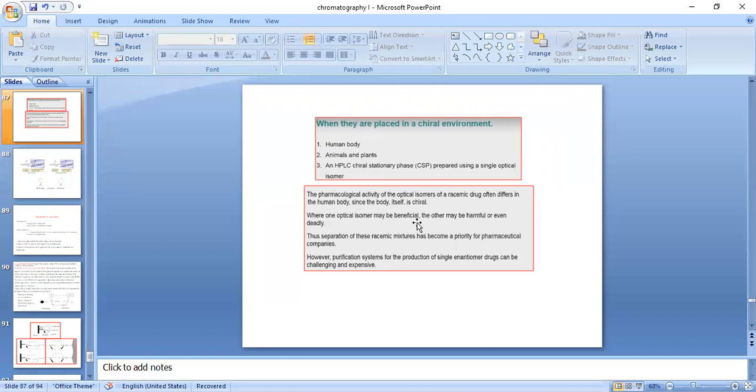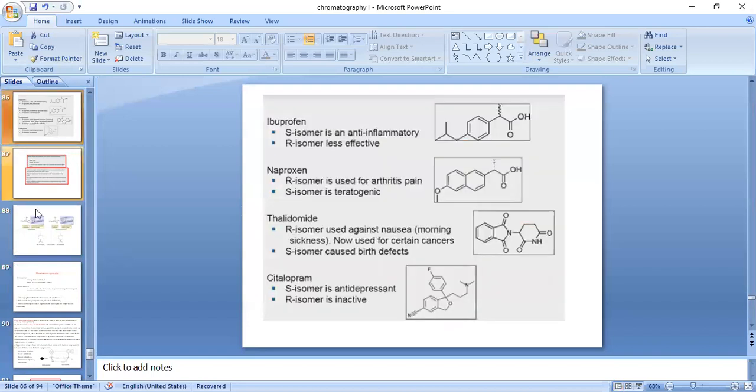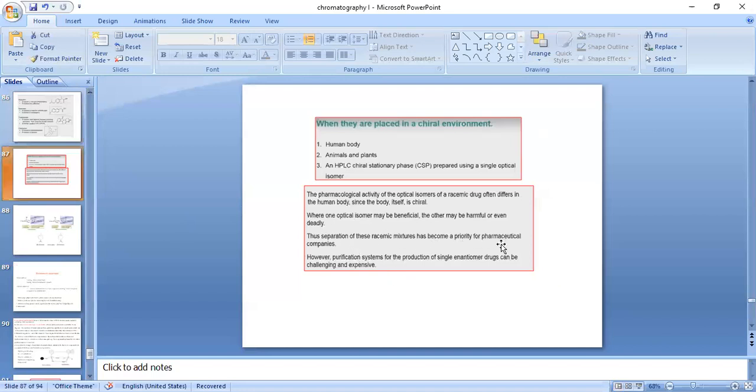One of the optical isomers may be beneficial and the other may be harmful, even deadly. That is the case of the thalidomide drug, where one of the isomers was used for the treatment of morning sickness, and the other had a teratogenic effect on the body, resulting in deformation of the bones of the body.